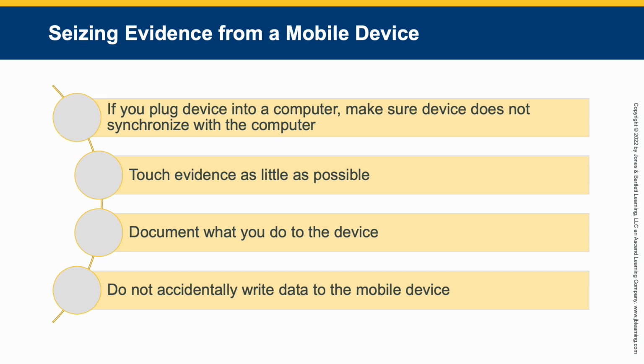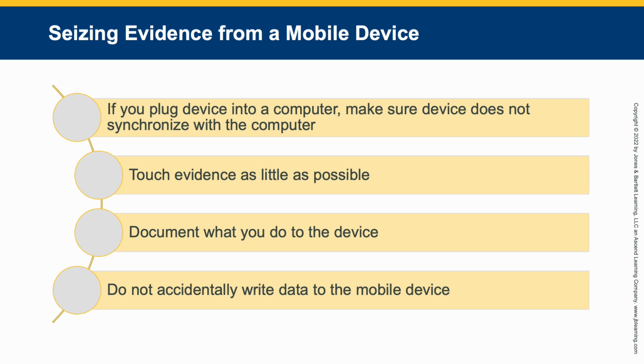Do not accidentally write data on the mobile device. As you explore the depth of a mobile device, it is crucial to remember one golden rule: do not accidentally write data to the device. Think of the device as a delicate ecosystem where even the smallest change can have ripple effects. Writing data to the device, whether intentionally or by mistake, can alter the existing evidence and compromise the integrity of your investigation. It is like leaving footprints in a pristine landscape. Once they are there, they can't be undone.